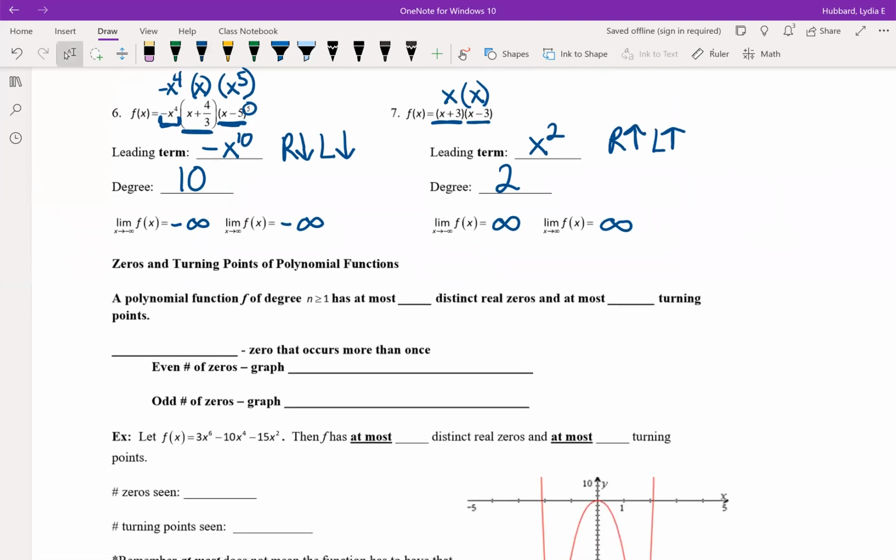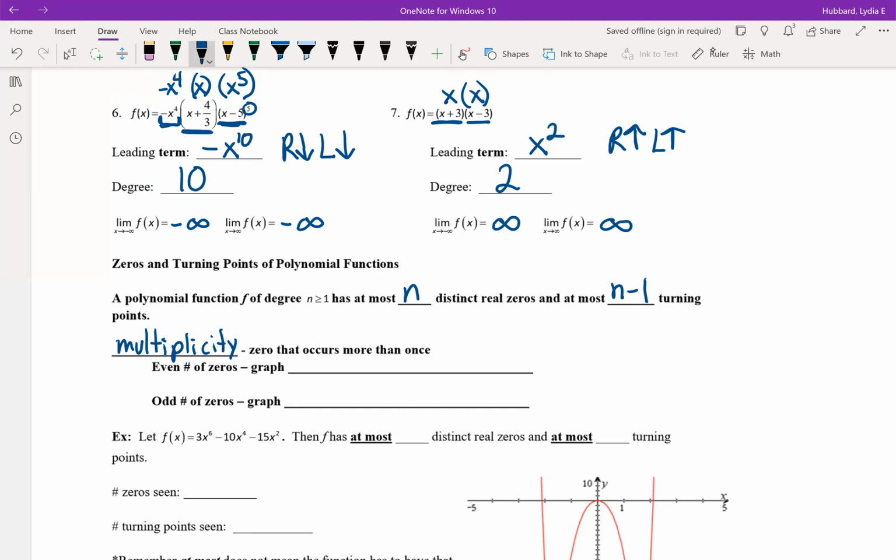So now let's talk about zeros and turning points of polynomial functions. So a polynomial function f of degree n greater than 1 has at most n distinct real zeros and at most n minus 1 turning points. Okay, so a multiplicity is a zero that occurs more than once. So basically what this definition is saying is we could have n real zeros of any graph. We could have less than that, but we could at most have n. And again, in our graph, we could have at most n minus 1 turning points.